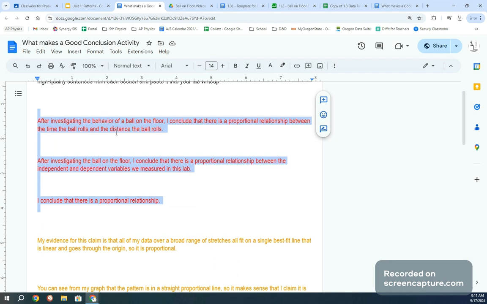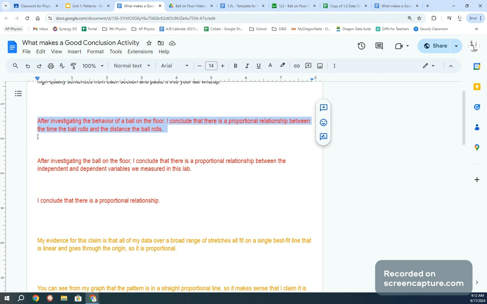So first claim here, after investigating the behavior of a ball on the floor, I conclude that there is a proportional relationship between the time the ball rolls and the distance the ball rolls. Second one, after investigating the ball on the floor, I conclude that there is a proportional relationship between the independent and dependent variables we measured in this lab. Third option, I conclude that there is a proportional relationship.